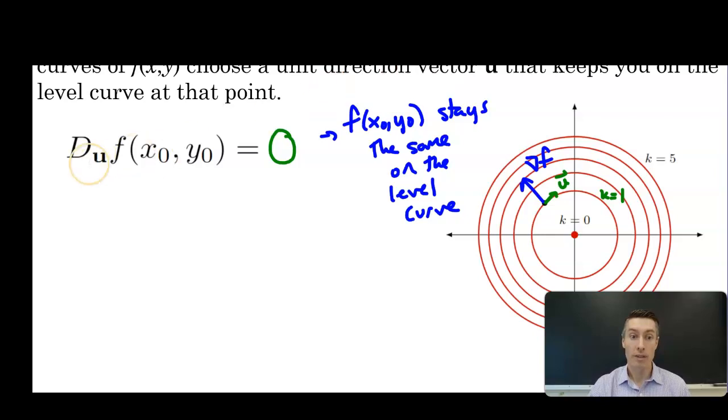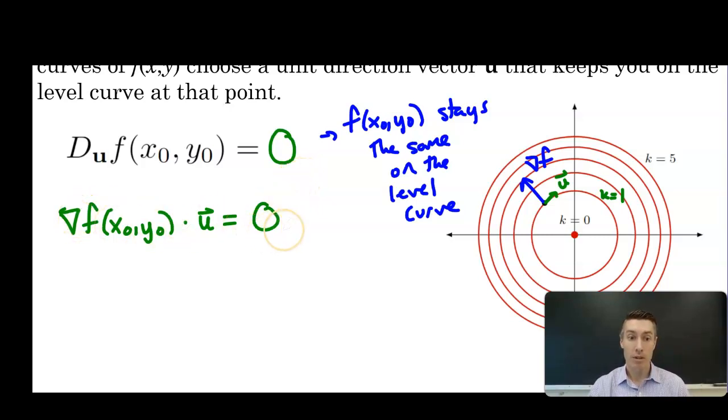Okay, now on the left side, we know that we can define the directional derivative as a dot product. So that's the gradient of the function at x naught, y naught, dotted with the unit direction vector equaling 0. Okay, so far nothing crazy. Hey, the hardest part is convincing yourself why the directional derivative would need to be 0.